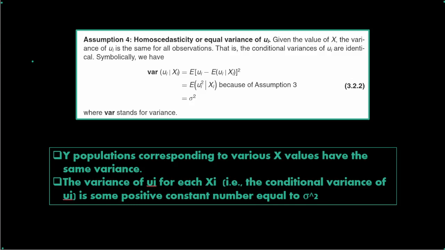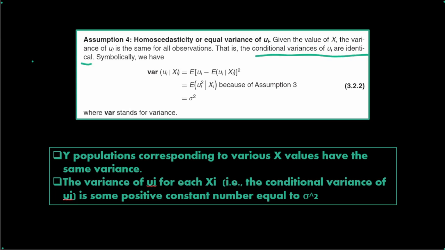Hello friends, in today's video we learn about homoscedasticity, or equal variance of the error term. This assumption is one of the assumptions of the classical linear regression model. It means that the conditional variances of ui are identical.